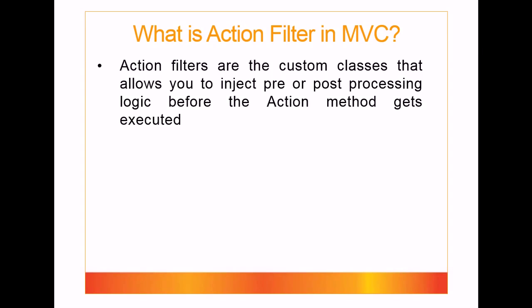This is an example for pre-processing logic, and let me tell you one example for post-processing logic. Say something went wrong and an error has occurred in a particular action method. For this, you want to display a friendly error page. So you can use the handle error action filter, so that whenever the error occurs, it will show a friendly error page to the users. So this is what action filters in MVC are. They allow us to inject pre or post processing logic before the action method gets executed.